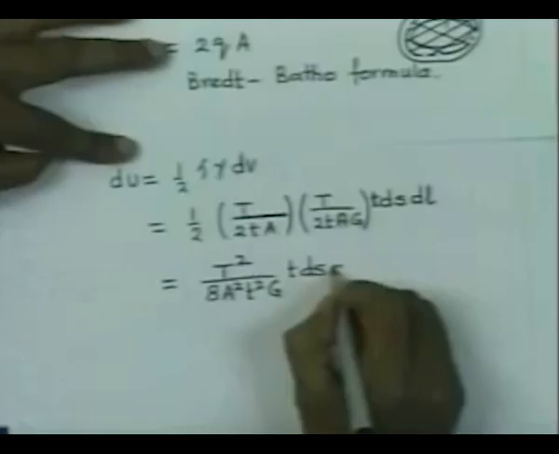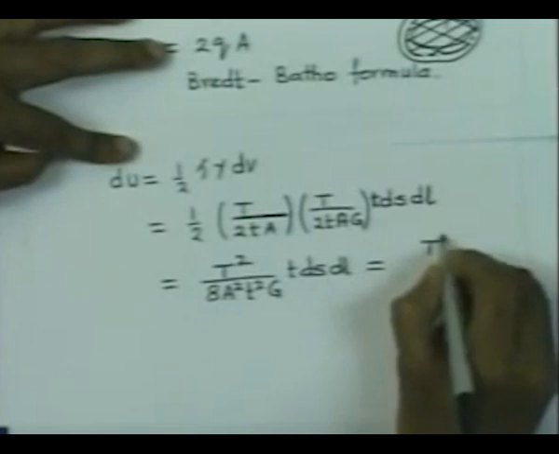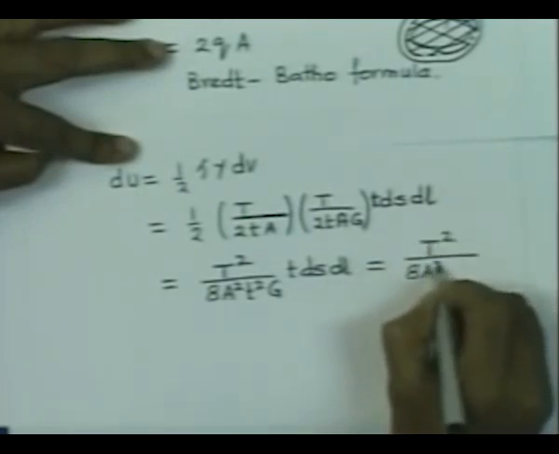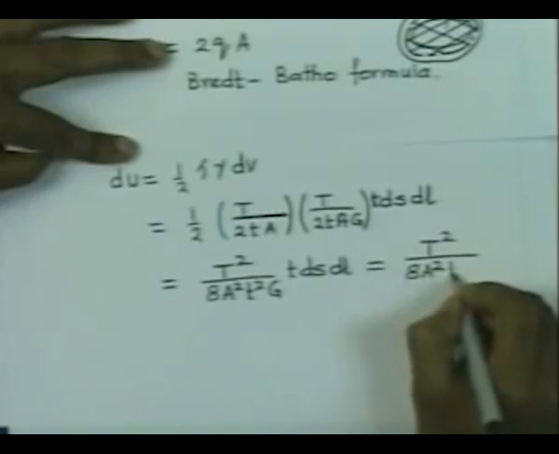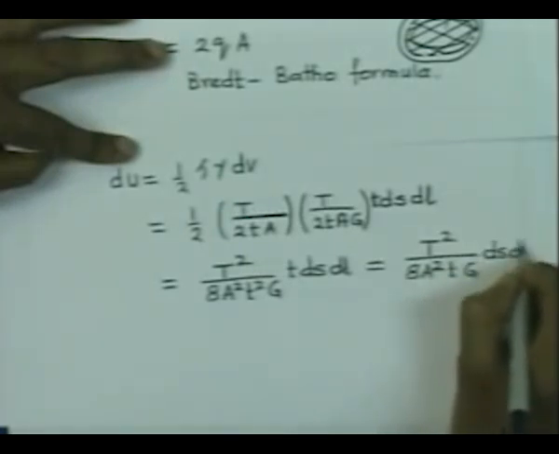So, this gives us T square by 8 A square T square G T ds dl, which is nothing but T square by 8 A square into T into G ds into dl.